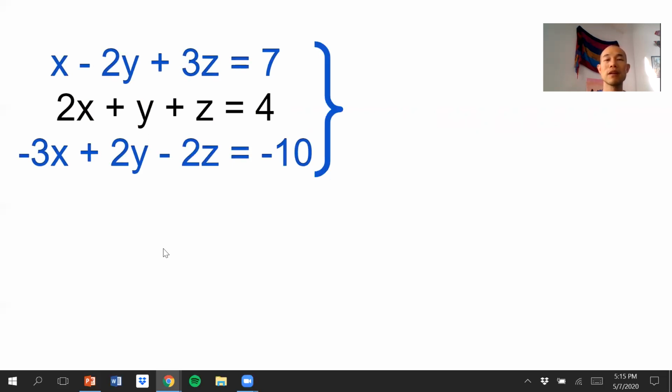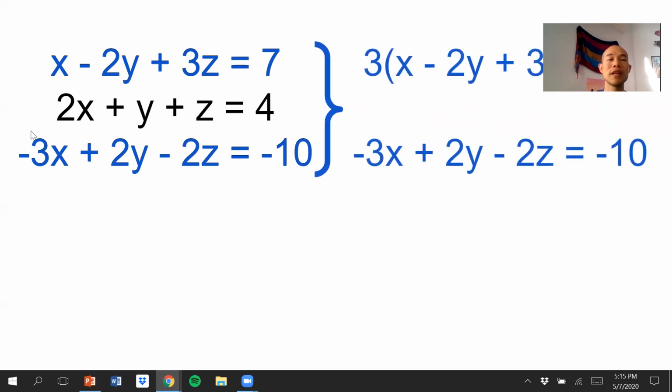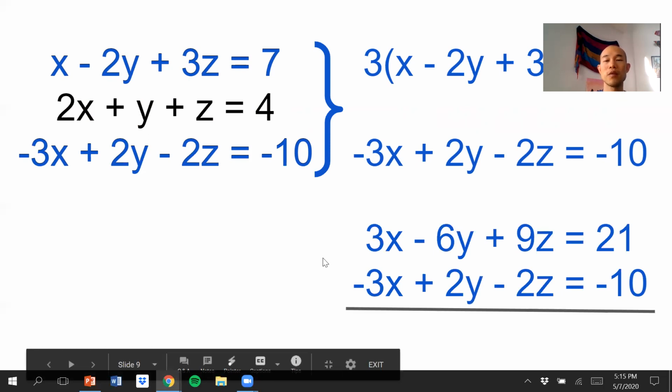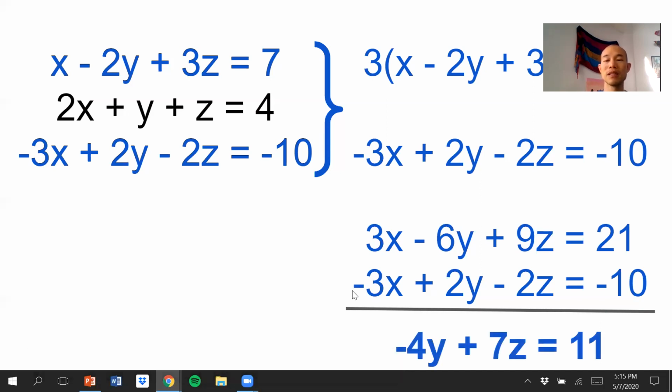I'll rewrite them over here. And in order for the x's to eliminate, it looks like if I multiply the top equation by a 3, those x's will end up eliminating. So I'm going to do that and arrive at this new equation. And now these x's eliminate nicely, and we're left with -4y plus 7z equals 11.